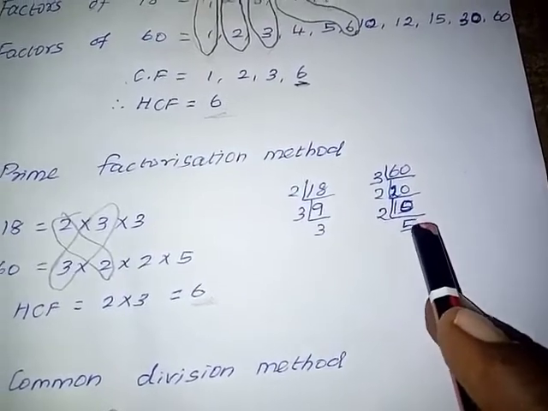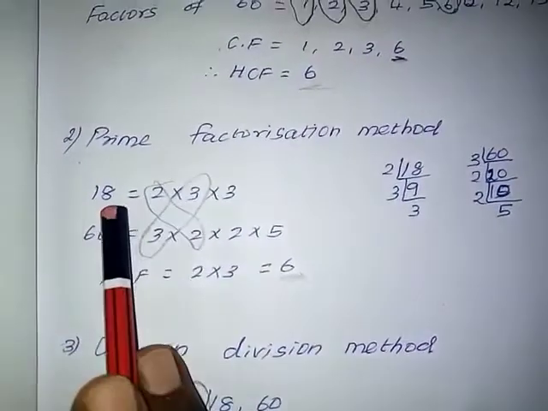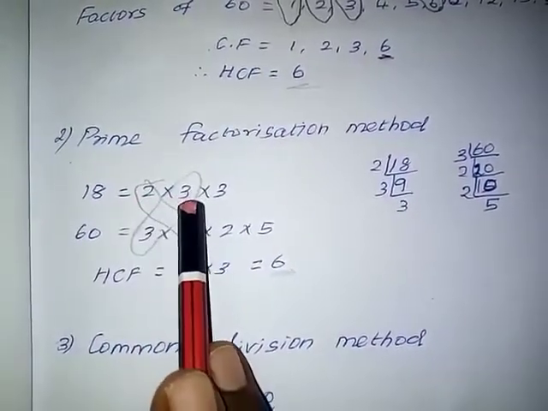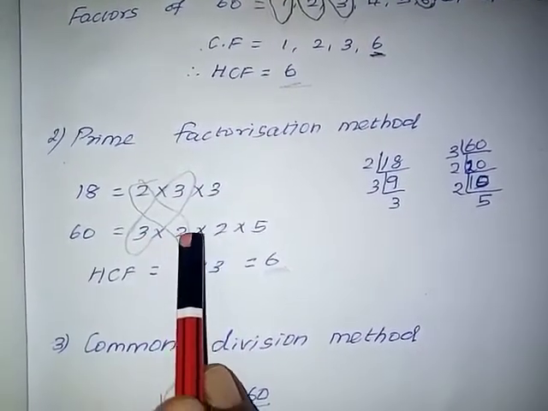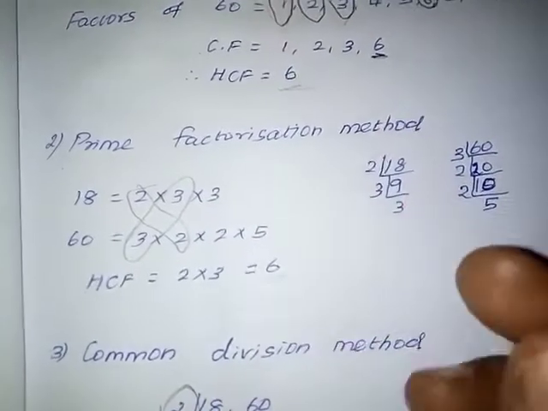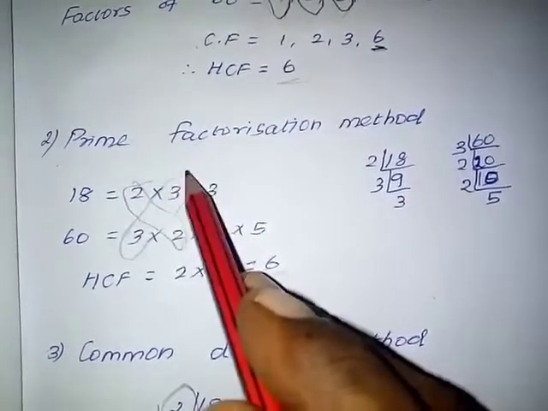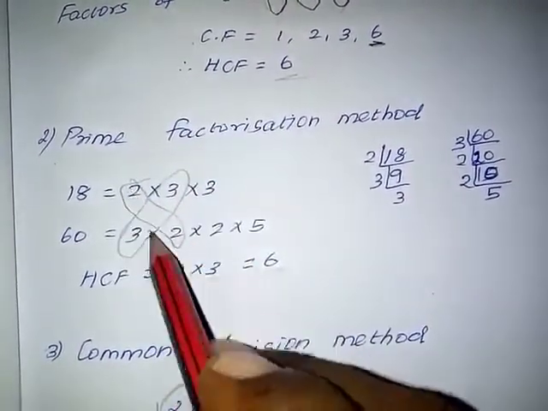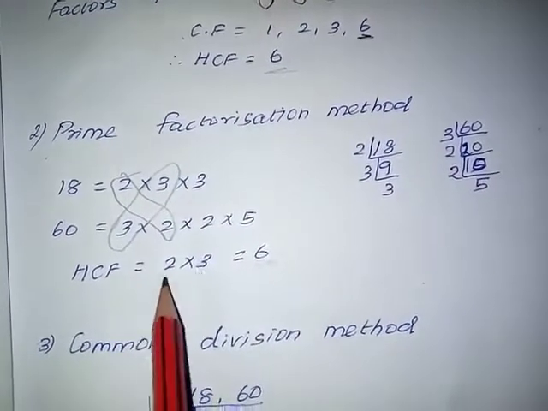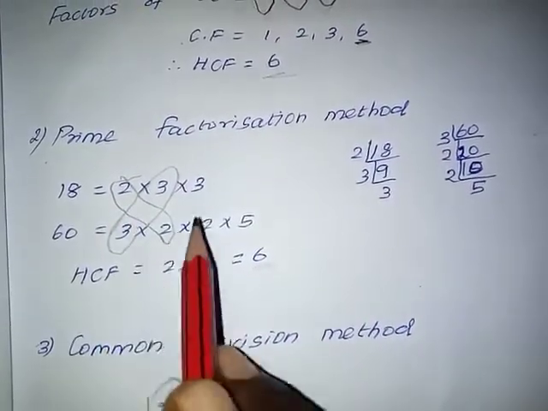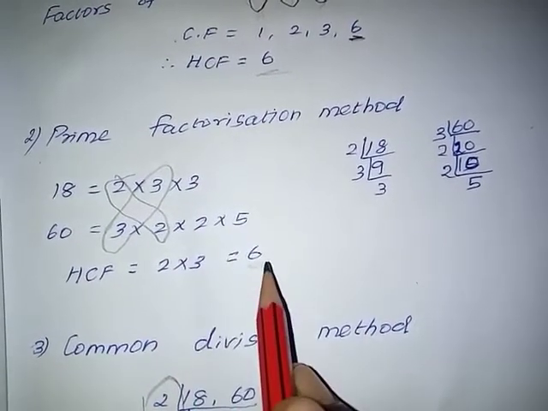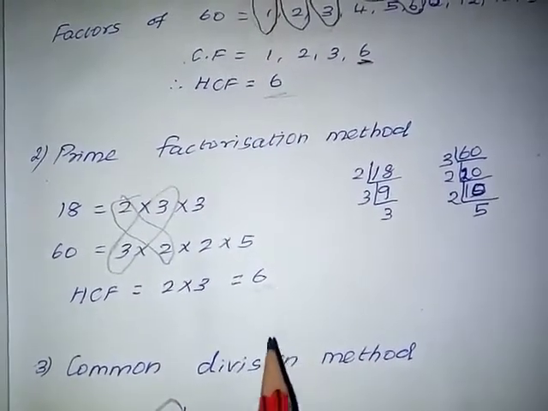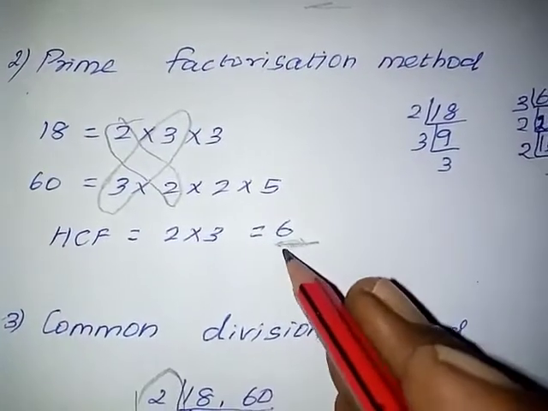Now 18 equals 2 into 3 into 3. 60 equals 3 into 2 into 2 into 5. So now we have to circle the common factors, 3 and 2. Therefore HCF equals the product of the common factors, 2 into 3. So 2 3s are 6. Therefore HCF equals 6.